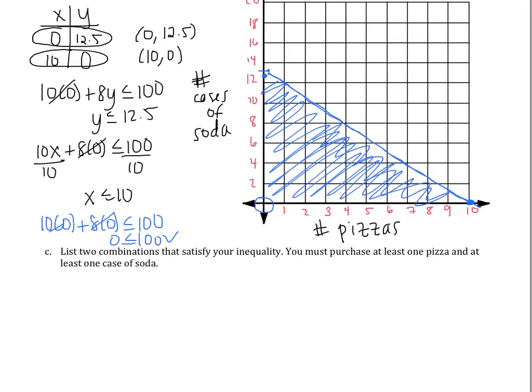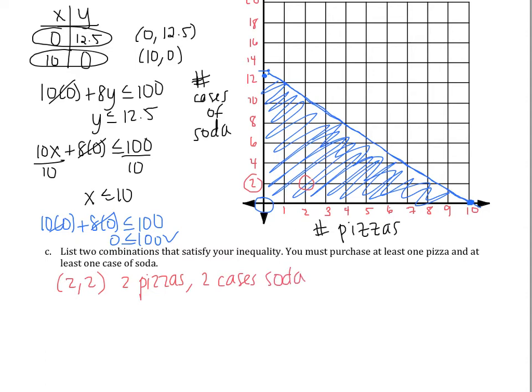So C then says list 2 combinations that satisfy your inequality. You must purchase at least 1 pizza and at least 1 can of soda. So all that's asking you for is to pick 2 points in the shaded region. So like this point would work. This is 2, 2. Because remember that on my y's I'm counting by 2. So this is 2 pizzas and 2 cases of soda.